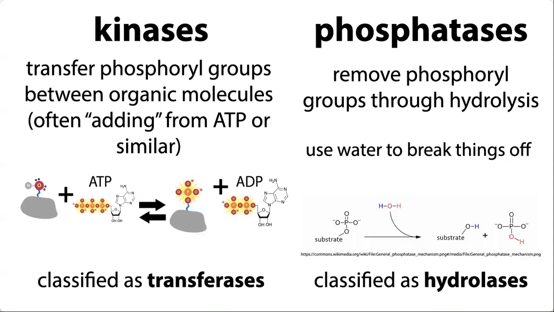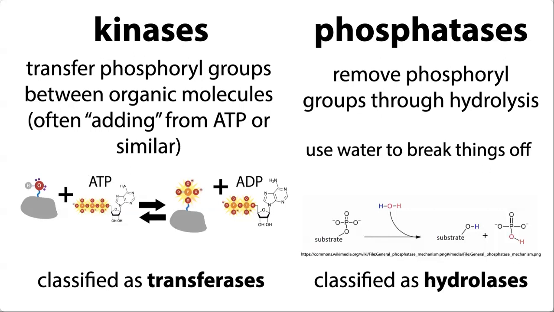How does a kinase differ from a phosphatase? Let me count the ways. It's easy to confuse kinases and phosphatases, especially if you consider the reversibility of reactions, but they're distinct types of enzymes. A kinase is going to transfer phosphoryl groups.